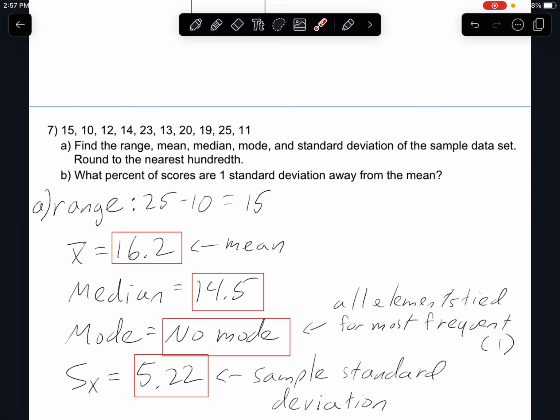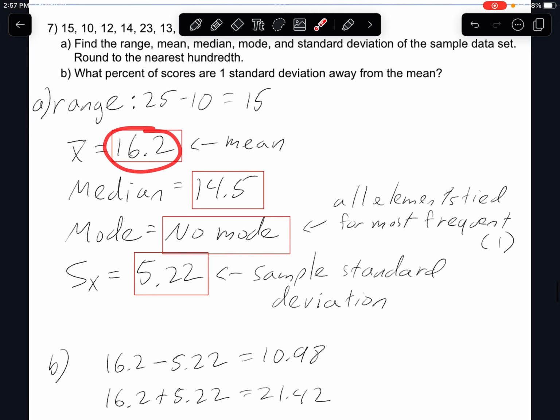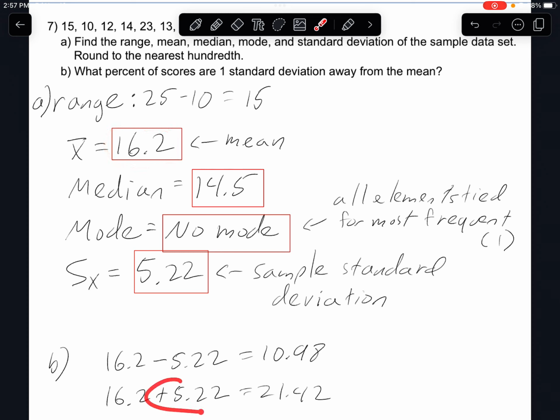So what percent of these scores are one standard deviation away from the mean? If we take our average of 16.2 and add 5.22 to that, which again is our standard deviation, and also subtract 5.22 from 16.2, this gives us a range of values, in this case 10.98 up to 21.42. So if we scan through this data, which numbers are between 10.98 and 21.42?